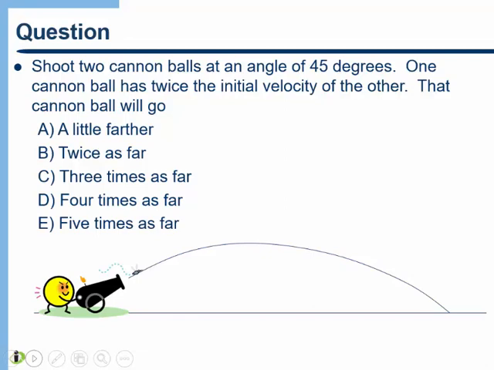Let's look at the following conceptual question. Shoot two cannonballs at an angle of 45 degrees. One cannonball has twice the initial velocity of the other. That cannonball will go... So what we're trying to figure out here is how will the range of our projectile, remember the horizontal distance that a projectile goes is called the range, we're trying to figure out how will that change based on the initial velocity. So go ahead, pause the video, and come up with what you think is the right answer.